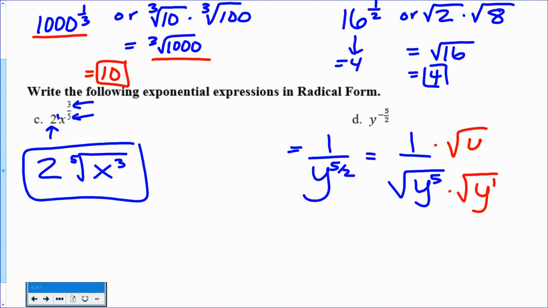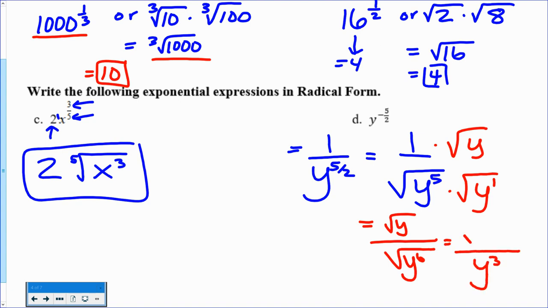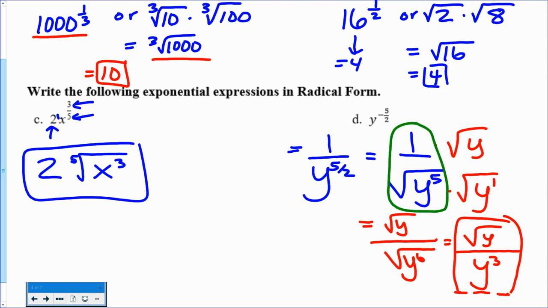Okay, so I'll do that to the top and bottom. So on top, I get the square root of y over the square root of y to the 6th. The square root of y to the 6th would be y to the 3rd, and then I've got the square root of y. To me, that's the true correct answer, but Math Excel might let you get away with this. You can try it out. If it says it's in the wrong form, then rationalize it.